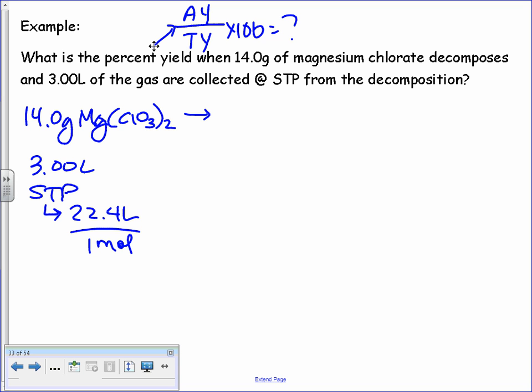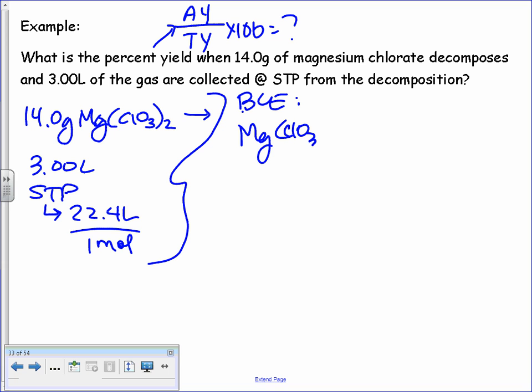Okay, so this information right here does not collectively make sense. So we need to go further. What is the reaction here? What's the BCE? I hear you, Mg(ClO3)2 going to what? So, say again?